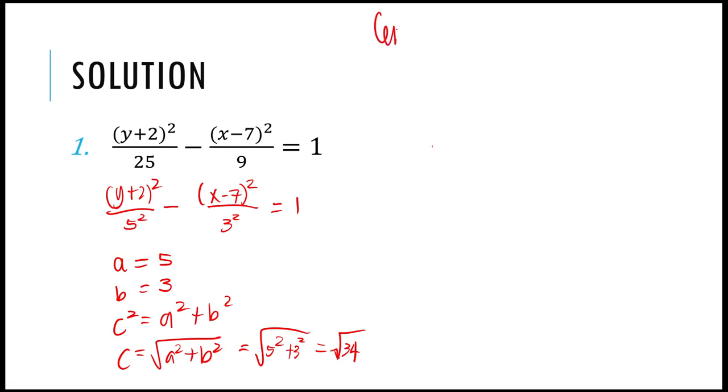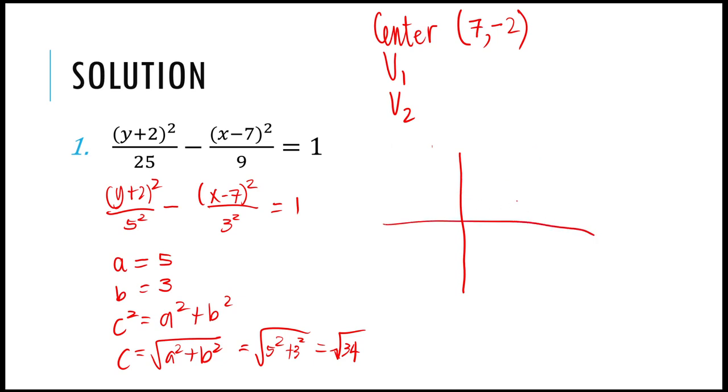Obviously, ang center natin is kung ano po yung naka-minus kay y and x. So, ang center po natin, (h, k), is unahin natin si x, 7, tapos k, negative 2. So, ang center natin is (7, negative 2). Vertex, V1, V2. Vertex po natin ay, ayon sa drawing, dahil nauna si y squared, so patayo, up and down po. Sorry. Nasaan si center? 7, negative 2. Siguro nandito yung center. C.